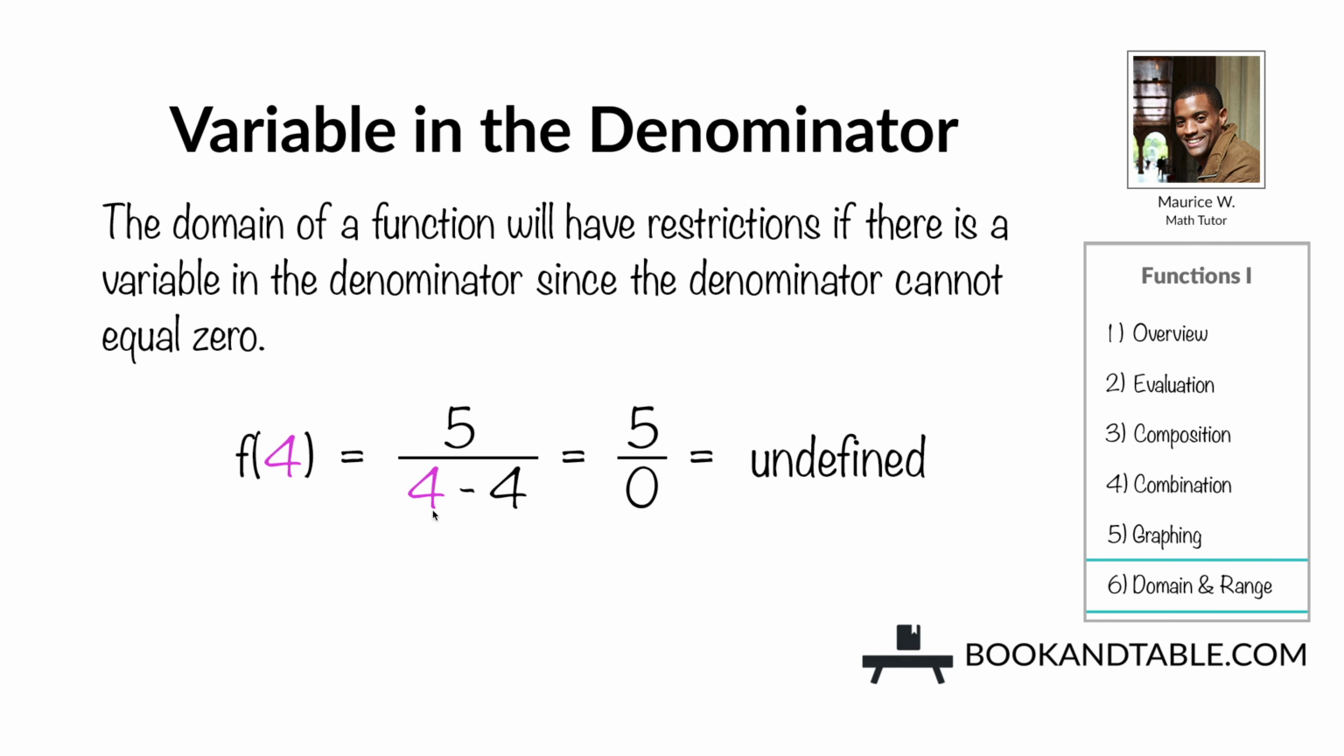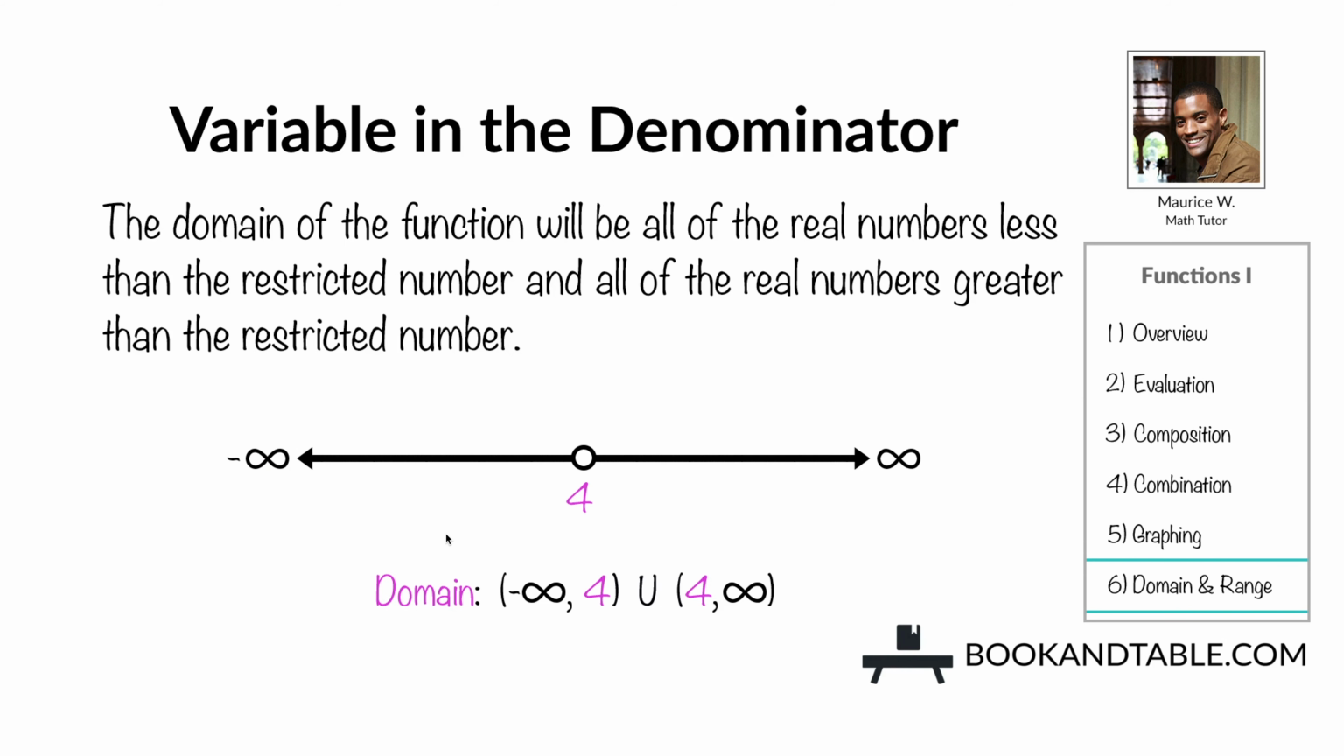So in your domain, x can equal any number, but it cannot equal 4, because that is the one number that will result in 0. So the domain is all real numbers except 4. Okay, so that's the logic of how we find the domain when a variable is in the denominator.